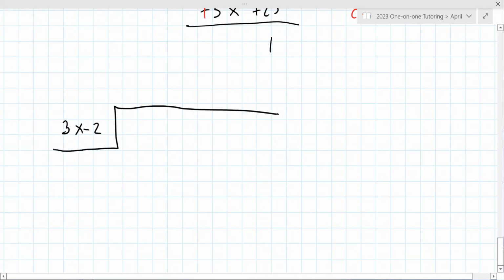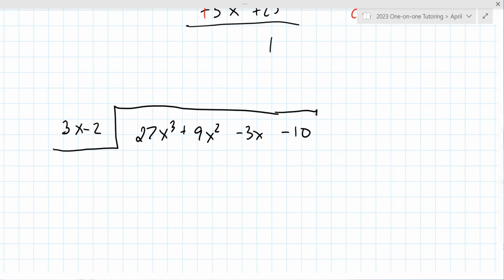So I was going to suggest maybe switching it up here, but all right. So you've got 3x minus 2 into 27x cubed plus 9x squared minus 3x minus 10. This one works out nicely. Do you want to try this one on your own, or do you want me to work through it a little bit for you? I can try it. Okay. The red one.